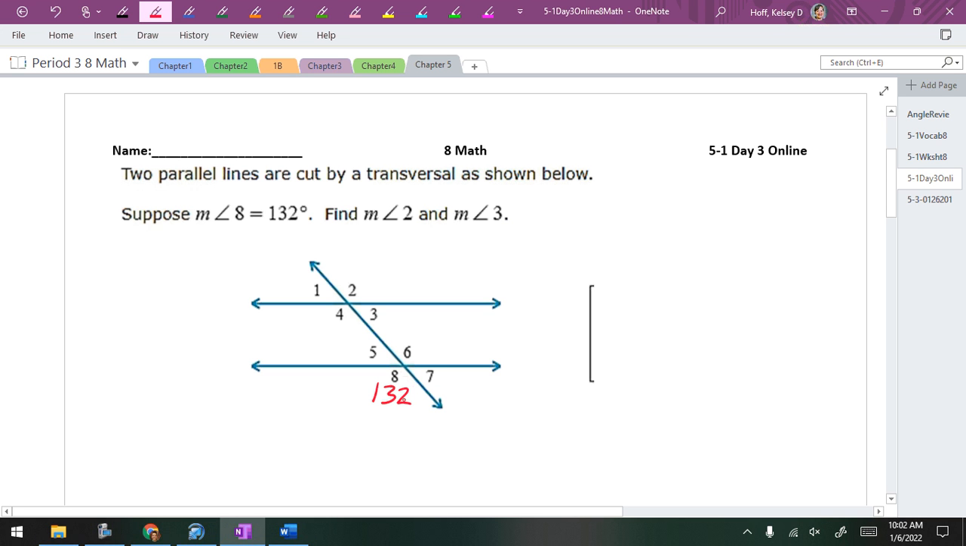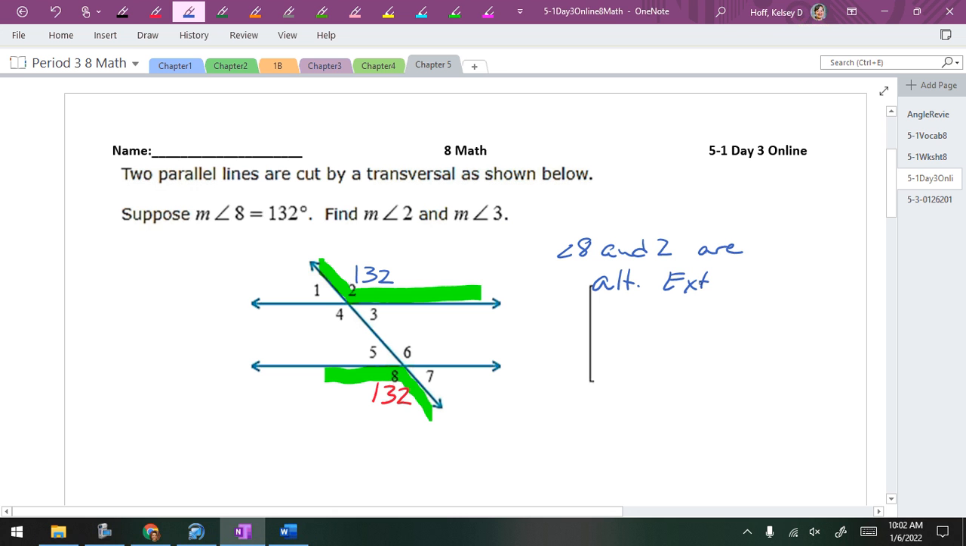Okay? Ava, why would 2 be the same as angle 8? What is the name of those? She's right. Alternate exterior. Nicely done, Tyler. Alternate exterior. You're absolutely right. Maybe you want to make a little note of that to yourself. 8 and 2 are alternate exterior. That's why you know that angle 2 is 132.